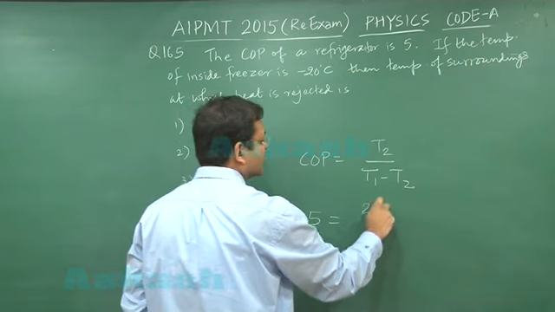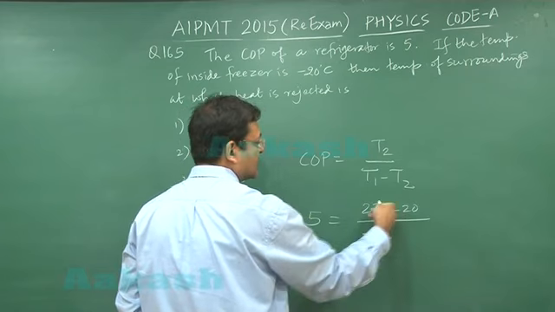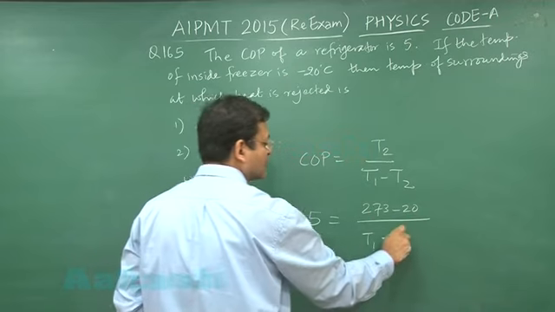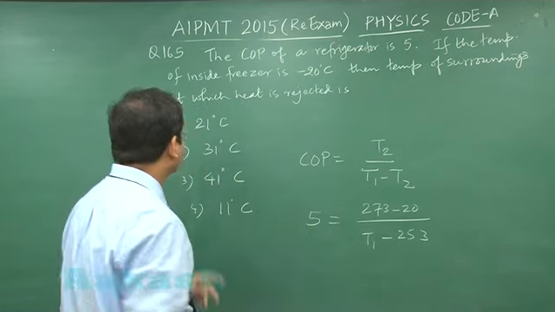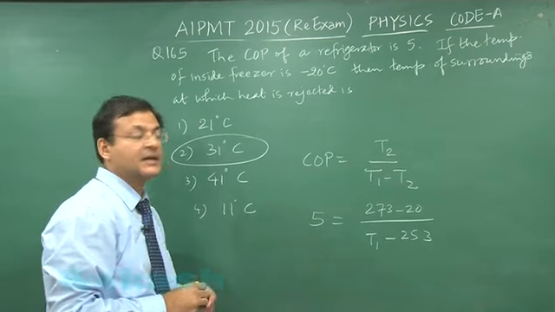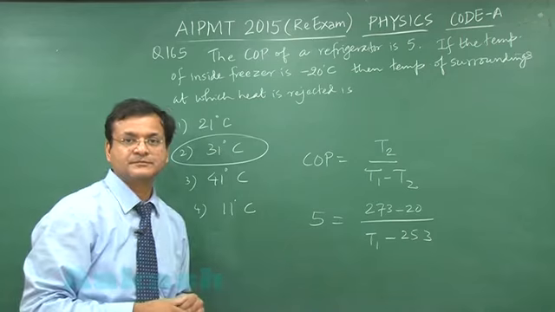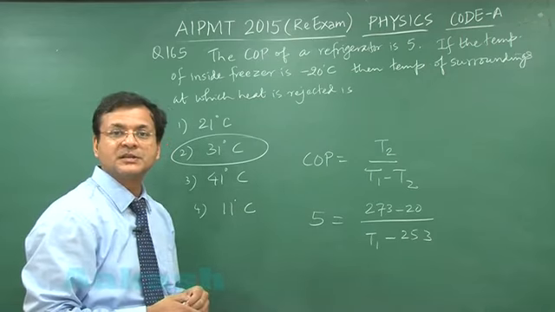So T2 is 273 minus 20, that is 253, as you have. So you will be getting the value of T1 in Kelvin. If you convert into degrees Celsius, then you will have the answer 31 degrees Celsius. This will be the correct answer for question 165. Now let us switch over to the next question, 166.